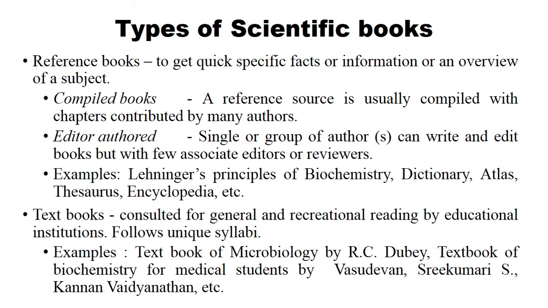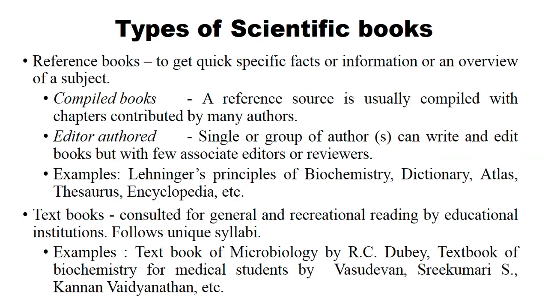If you classify books in a library, generally as science books, we have reference books and textbooks. In reference books you get some specific facts or information or an overview of your subject. Under the reference books category, we will get two different kinds of books. One is the compiled book, which is just a reference source, usually compiled with many chapters written by many authors, and finally compiled by a set of editors.